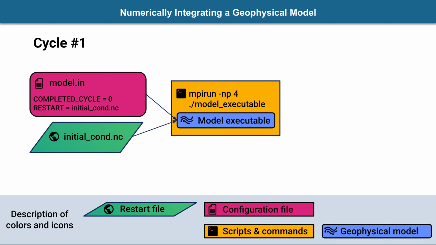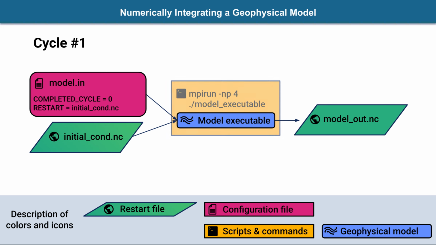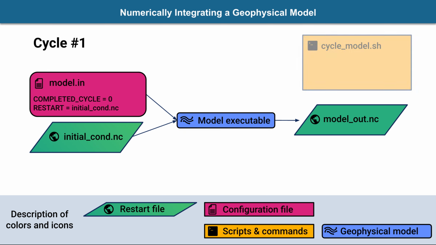After the model integrates forward in time, a netCDF file is output containing the new model state, and the batch job completes. Then a workflow script is invoked to change settings in configuration files and move data files around the file system. Certain modeling systems have their own workflow scripts to handle these tasks for you. For example, CESM and E3SM use the Common Infrastructure for Modeling the Earth, or CIME, scripts to handle the workflow. In this example case, a simple cyclemodel.sh script handles the workflow.